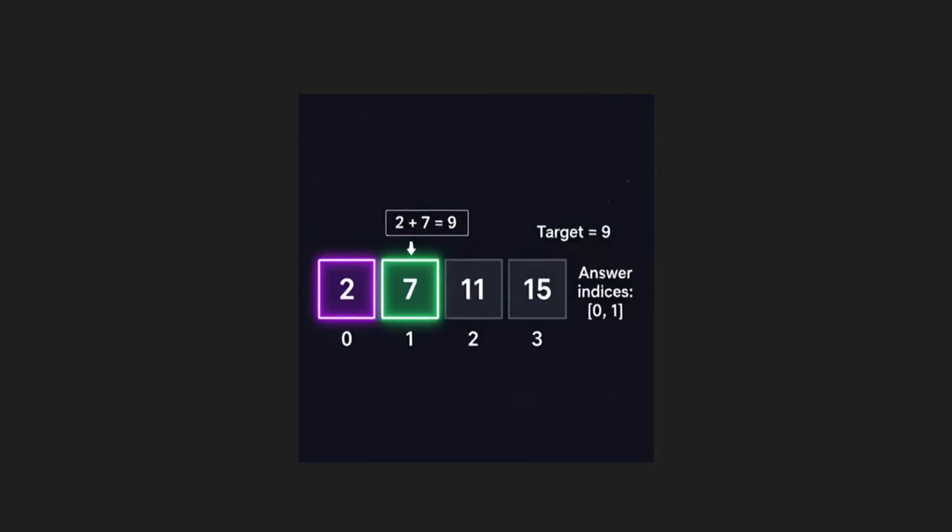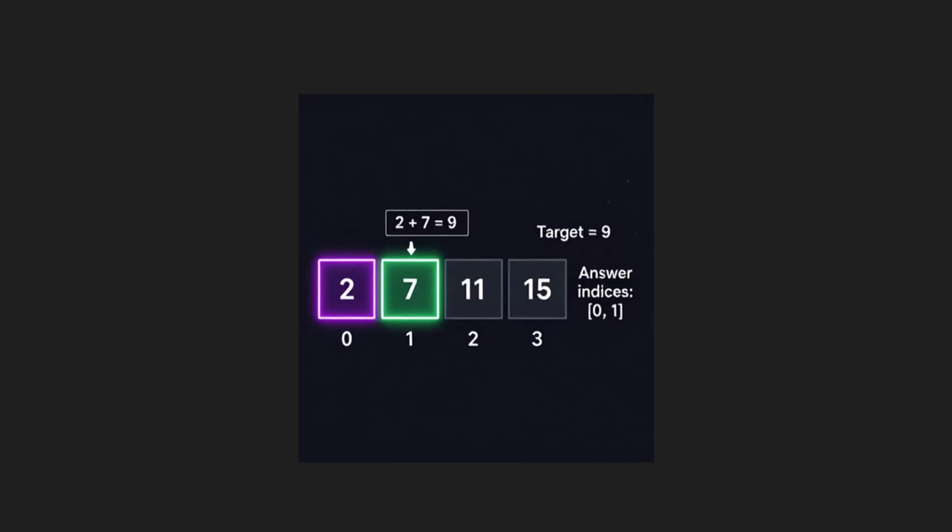All right, so let's talk about the problem itself. The goal is actually quite straightforward, but it requires precision. You are given an array of integers, let's call it nums, and a single integer called target. Your mission is to find two different numbers within this array that, when added together, equal the target value. Once you find those two numbers, you don't need to return the numbers themselves. Instead, you must return their indices, that is, their position in the array.